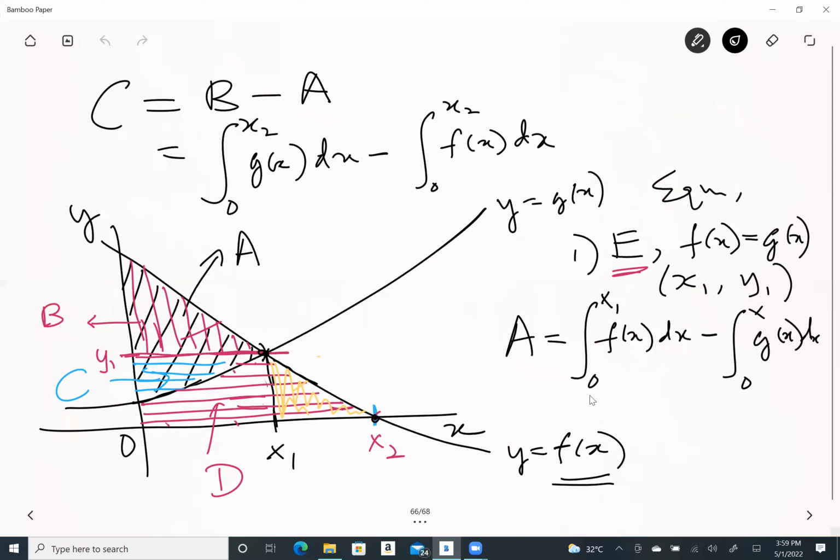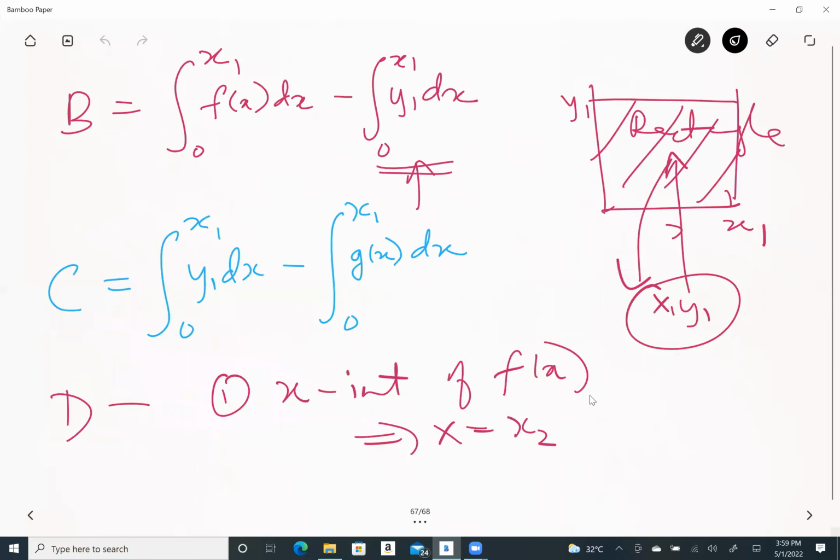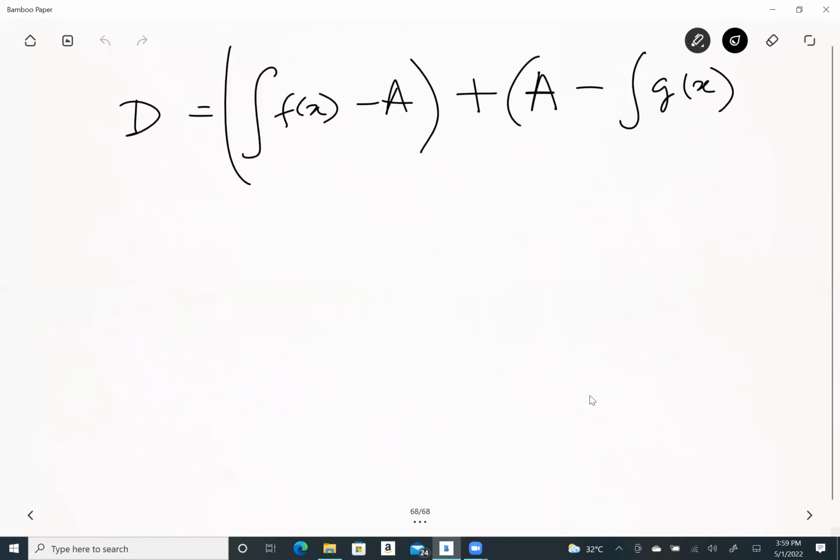Okay. Sir, I want to ask. Area under F. Can we use F? Area under F minus A. So A and A cancel out. But this is subtraction. All right. So this is difficult.